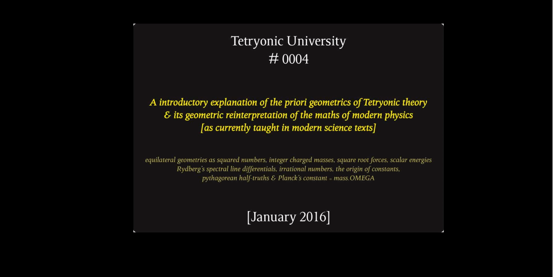Welcome to Tetryonics. In this discussion I'll give you a brief overview of the geometric reinterpretation of the maths of modern physics. It's just going to be an introductory discussion on the role of equilateral geometries and how they relate to the squared numbers that are often found within the maths of quantum mechanics or quantum theory in general, and in classical mechanics for that matter, and relativity.